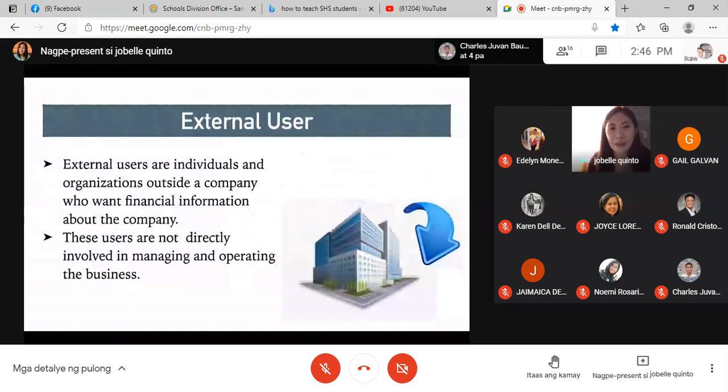Okay? Okay. What else? Can you give another example of external users? Okay, so we have the employees. Okay, class? Don't get confused. Employees literally working inside the company, pero bakit siya kino-consider as external users? Anyone?